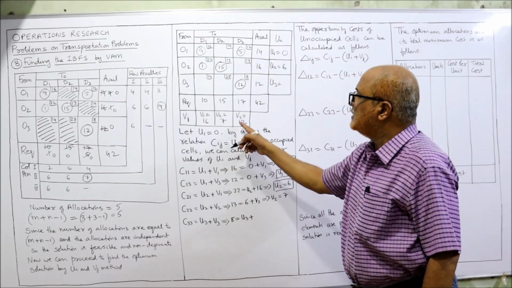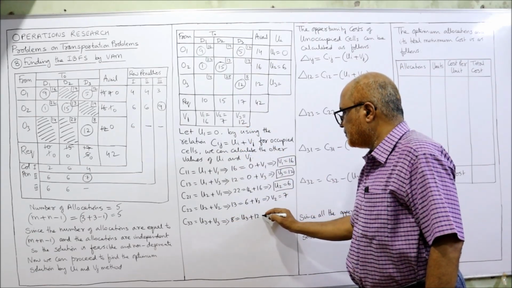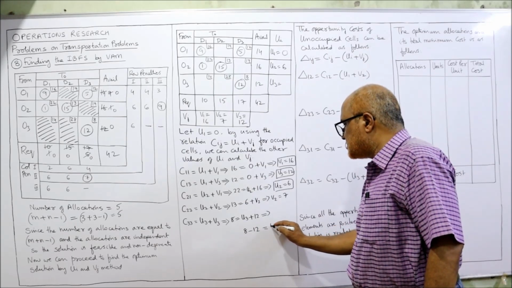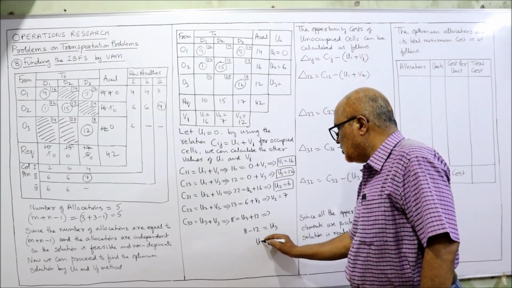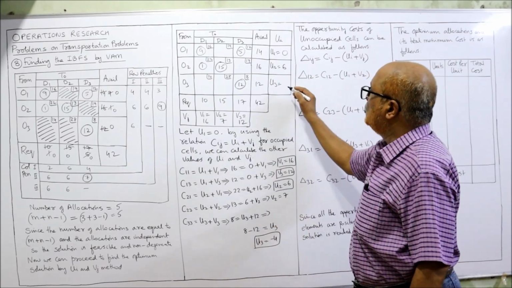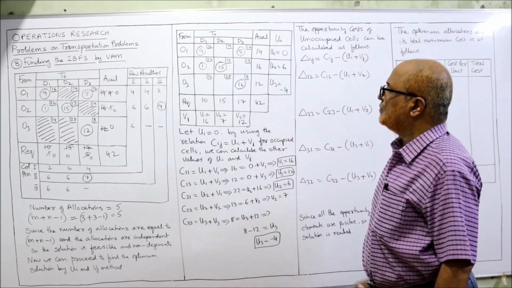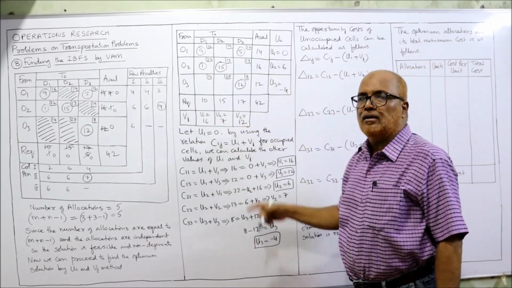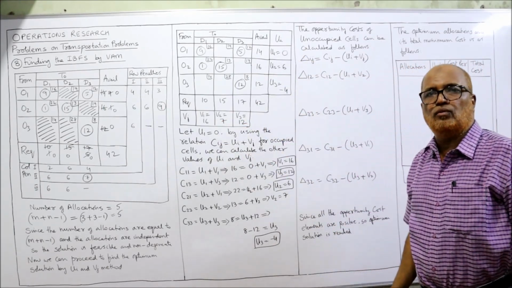Plus V3. V3 we have 12. So we can write 8 minus 12 is equal to U3. So U3 is equal to minus 4. That's all. We got all the values of U1, U2, U3 and V1, V2, V3.